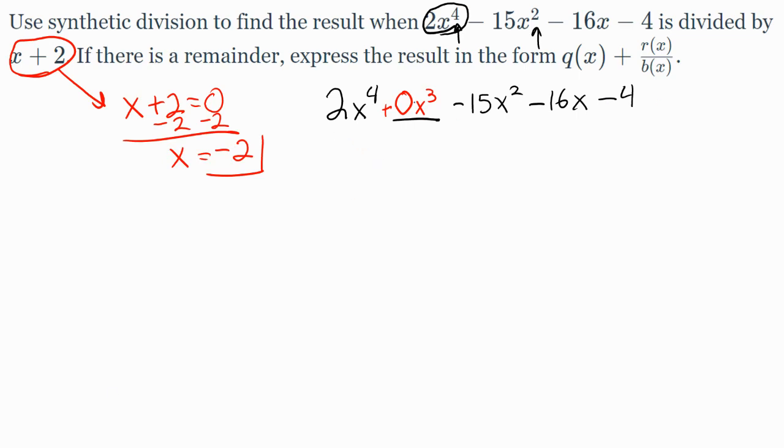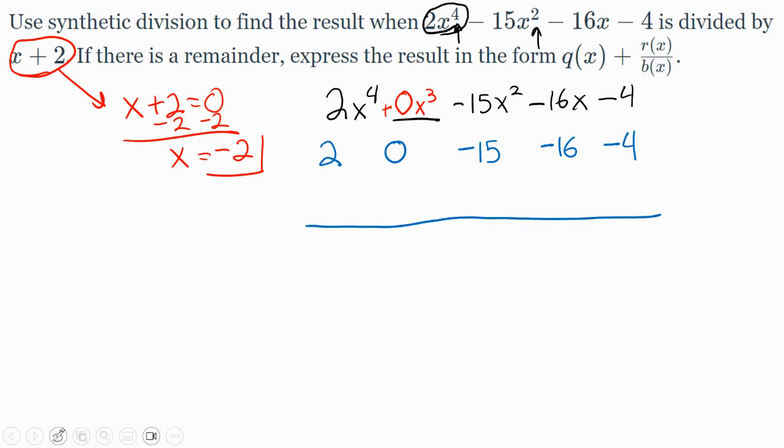So now that I have that extra missing term, I can be assured that I will be on the path to victory here with my coefficients of 2, then 0. Otherwise, I would have been messed up. Minus 15, and then minus 16, and then minus 4. And then I do the process. Everything after that is normal. It's just making sure that 0 is present.